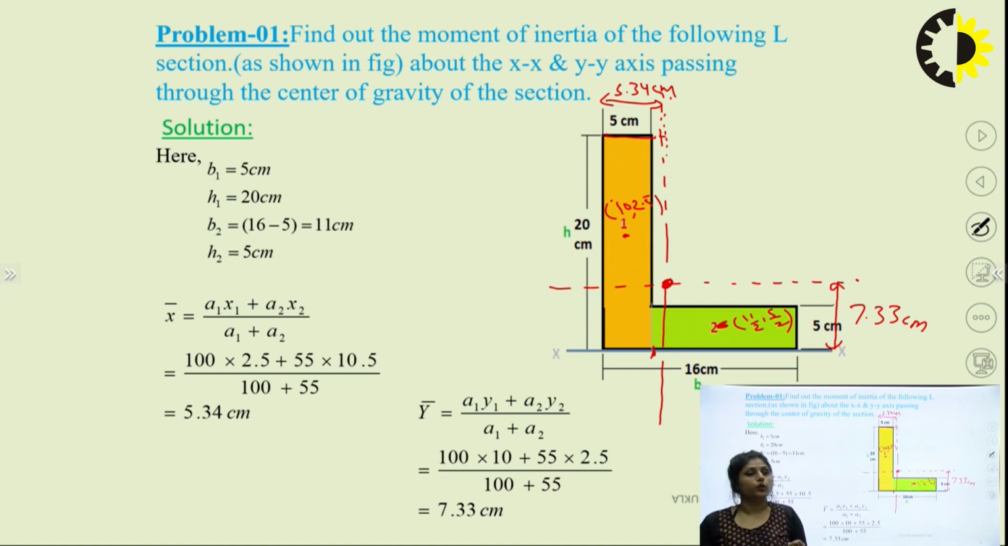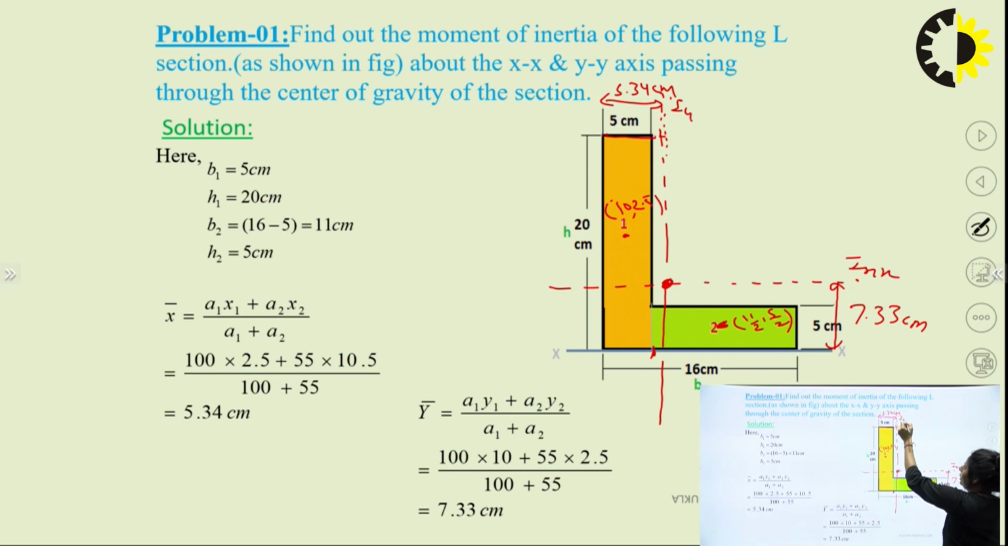If we need to find the composite section CG, we can find it with these formulas, and I can show these values here. I'll take the reference axes at the extreme left and extreme bottom. So I'll give the value from the extreme left as 5.34. It will shift 5.34 centimeter and it will shift 7.33 centimeter. The final diagram of the neutral axis is this. Now I need to find the values of Ixx and Iyy about this.